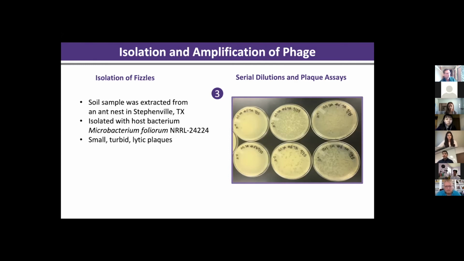The plaque assay shows small turbid lytic plaques. These plaques illustrate that phage Fizzles was able to infect and replicate within the host bacterium as well as lysing it through the process. So to retrieve phage Fizzles, a plaque was picked using a sterile tip to gently stab the top agar in the center of the plaque. The tip was then placed into a phage buffer in a microcentrifuge tube, and the solution was further mixed well by vortexing it for 5 seconds.